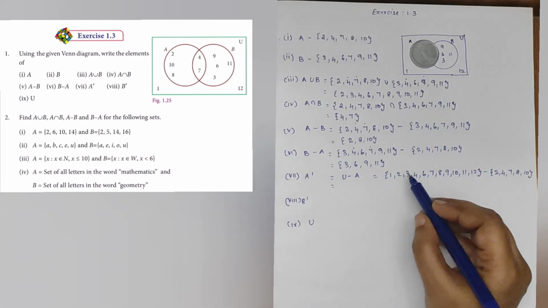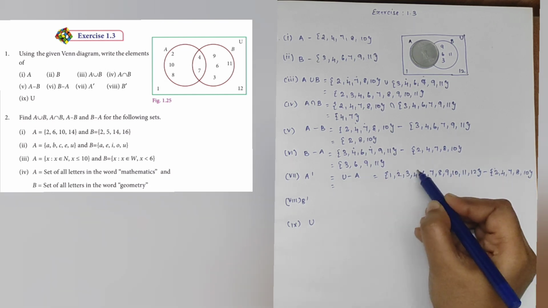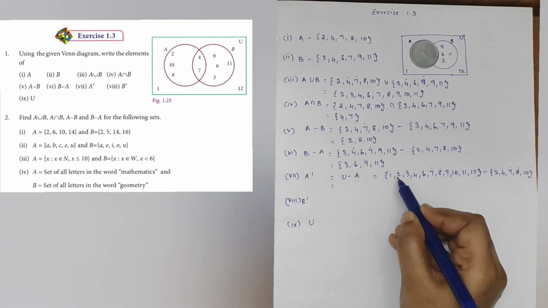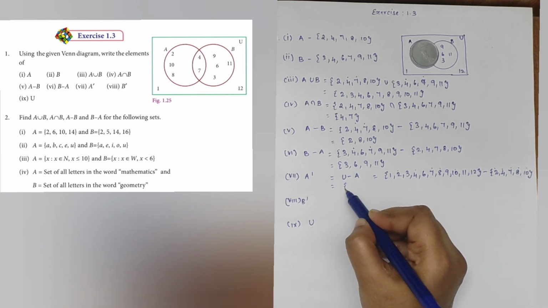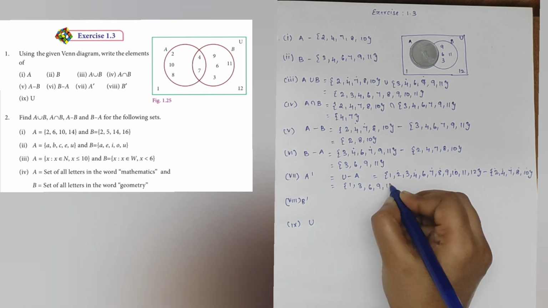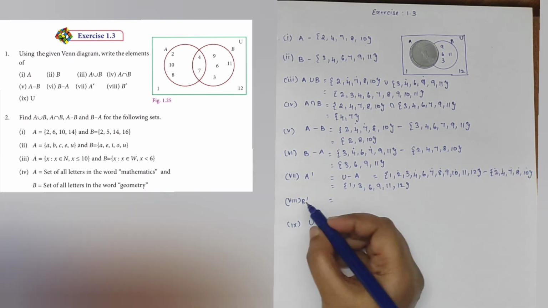Or else you can do it in another way. Just keep a dot above the common elements. 2, 4, 7, 8, 10. Now list out the elements which are not common. That is 1, 3, 6, 9, 11 and 12. Okay. Now do it for B complement.